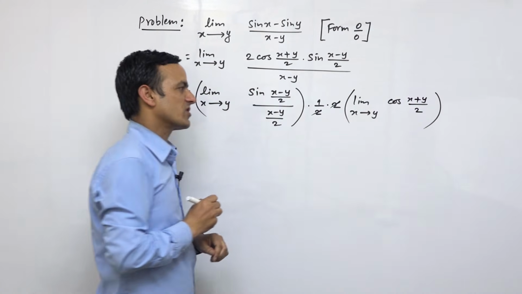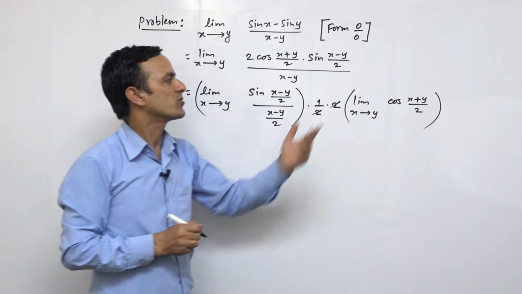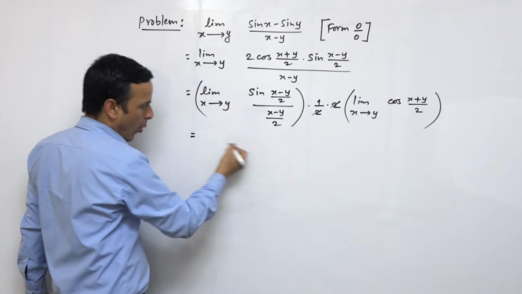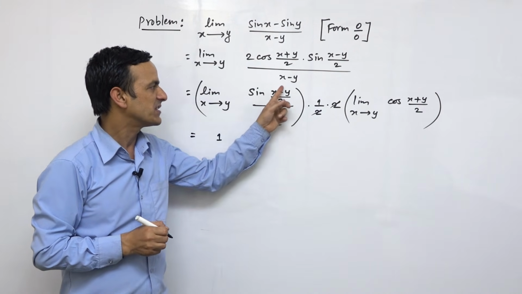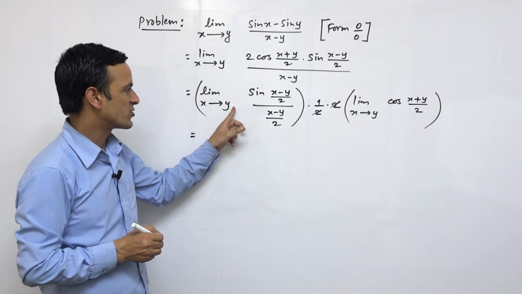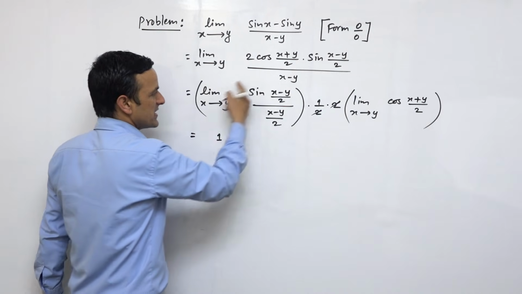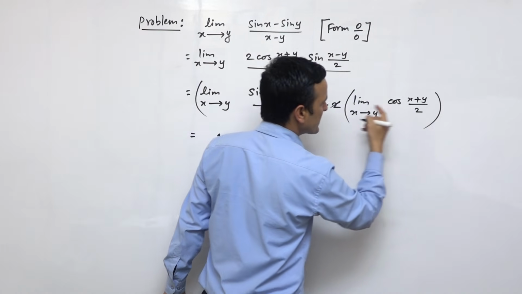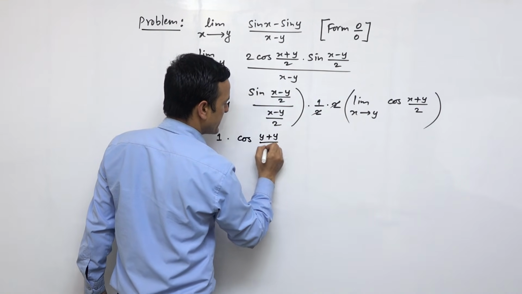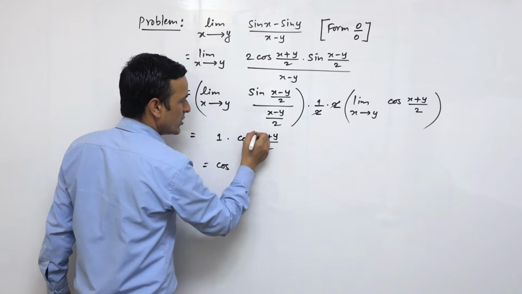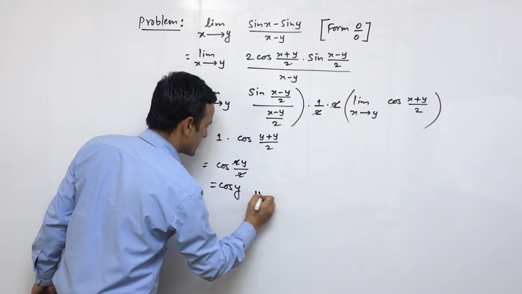In this term we can put the limit. We can write a separate limit for this part and a separate limit for the remaining term, and put the value in it. So the value of the whole term inside the bracket is 1, because it is in the form of sin theta upon theta when theta tends to 0. As x tends to y, x minus y tends to 0. So this value is 1 and the 2s cancel. Putting y in place of x, we get cos of y plus y divided by 2, which is cos 2y by 2, and the 2s cancel, so we get cos y. This is the answer.